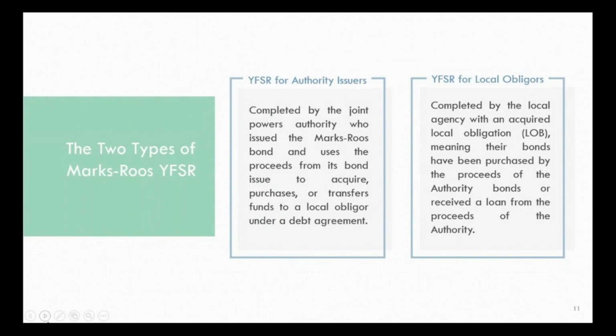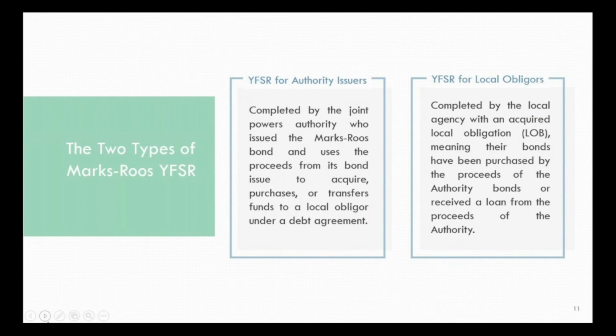There are two types of Marks-Roos yearly fiscal status reports, one for authority issuers and one for local obligors. The yearly fiscal status report for authority issuers is to be completed by the Joint Powers Authority who issued the Marks-Roos bond and uses the proceeds from its bond issue to acquire, purchase, or transfer funds to a local obligor under a debt agreement.